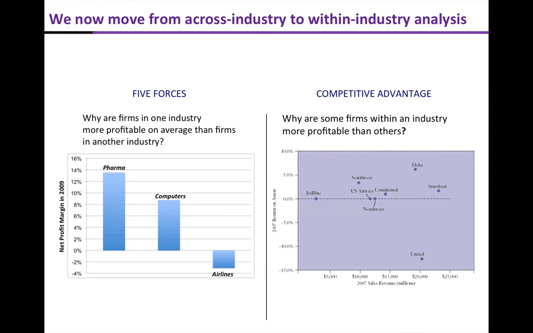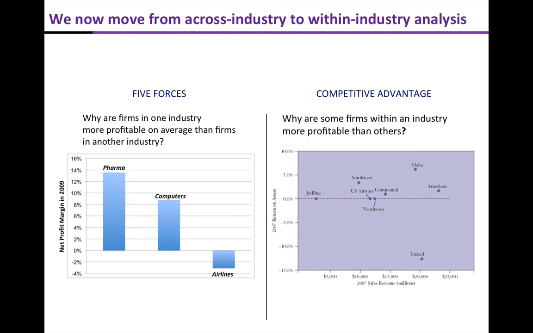One slide shows that there's wide differences in the performance across industries. So we can see this on the left side of the slide here, where there's 3 different industries, pharmaceuticals, computers, and airlines, with wildly different performance. But on the next slide that I showed in the first week of class, which you can see here on the right side of the graph, is that within industries, there's actually even greater differences in the performance of firms. So the variation across industries is actually dwarfed by the variation of performance by firms within industries.